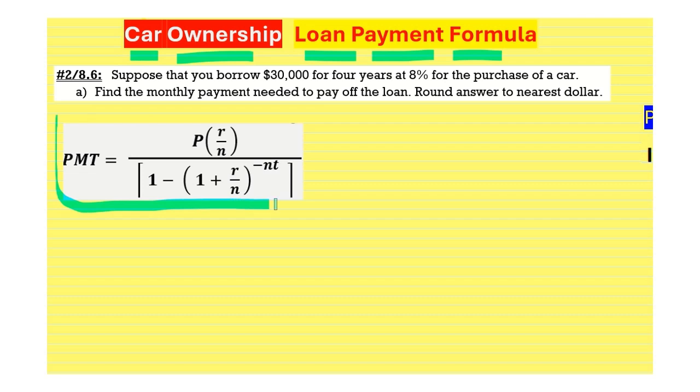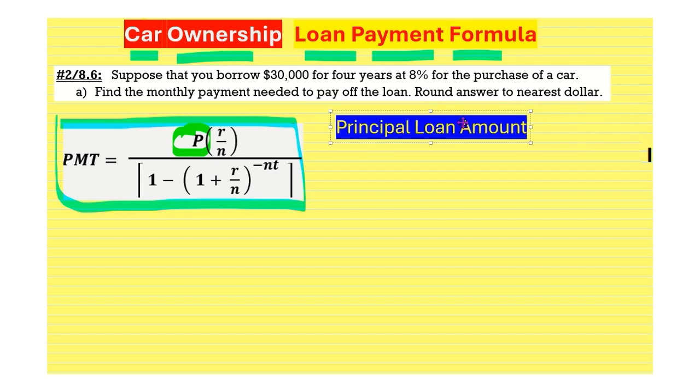That is this formula right here. We're going to use this to find the answer to our question. But I first wanted to focus a little bit on this P right here. That P stands for principal loan amount. You see the word principal a lot, but sometimes it's the principal payment amount. So this is the principal loan amount, which is the amount that you're going to borrow.